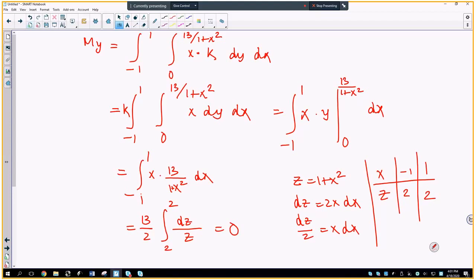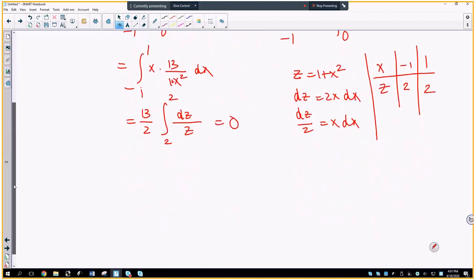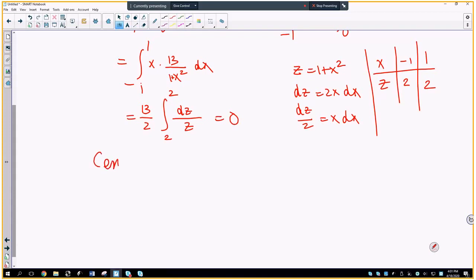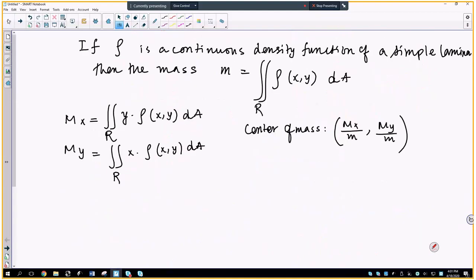So what has it done for us? Now we have the center of mass. Remember, the center of mass is going to be given by, so let's go back to the slide where we have done the center of mass. Oh, I just realized one thing. The center of mass should be my over m comma mx over m. I'm so sorry. So that's the formula. This is my over m comma mx over m. So don't forget that. This is the formula.